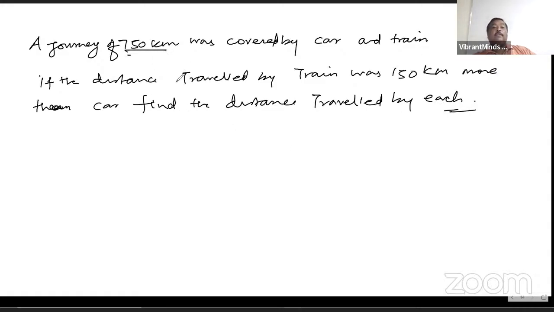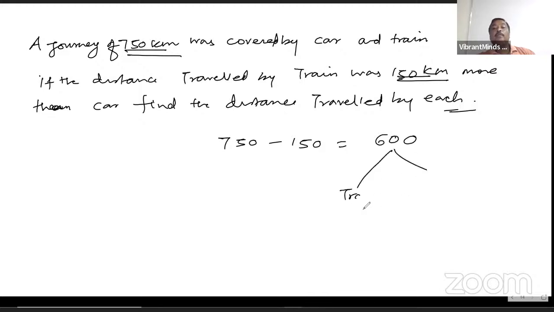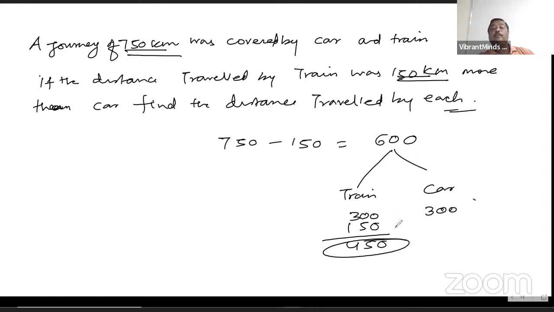So first of all, we have 750 kilometers and 150 kilometers is the difference. So we will minus. So 750 minus 150, we get 600. And this 600 will be divided into two parts, that is train and car. So train will be 300, car will be 300, but train traveled extra 150. So this is 450 kilometers and this is 300 kilometers. And when the sum total is found, it is 750 kilometers. Is it fine?